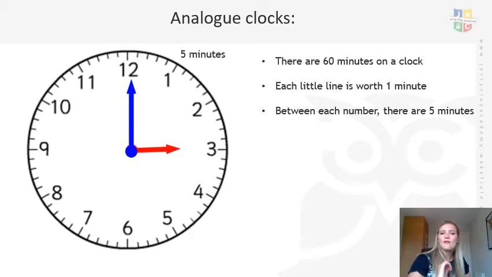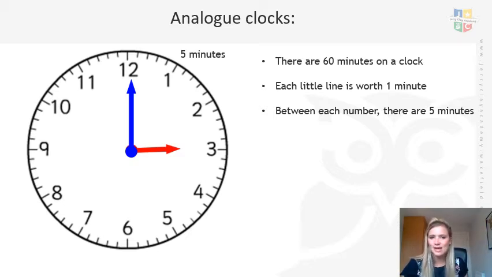Now if we have a look at the clock then, if you carry on that pattern, I would like you to have a go at counting the minutes on the clock. So we've already done 5 minutes, which is at the 1, 10 minutes, which is at the 2. What do you think is going to be at the 3? How many minutes passed? If you're unsure, put your finger on the 2 and count on from 10 until you get to the number 3.